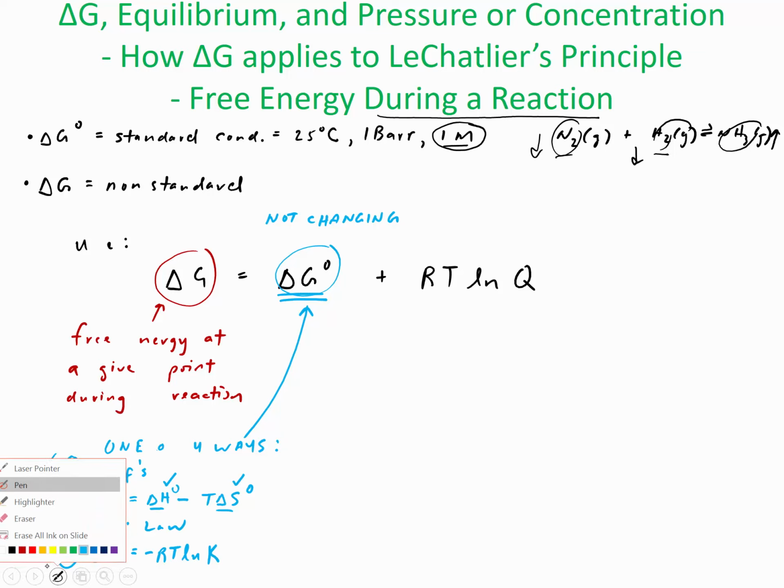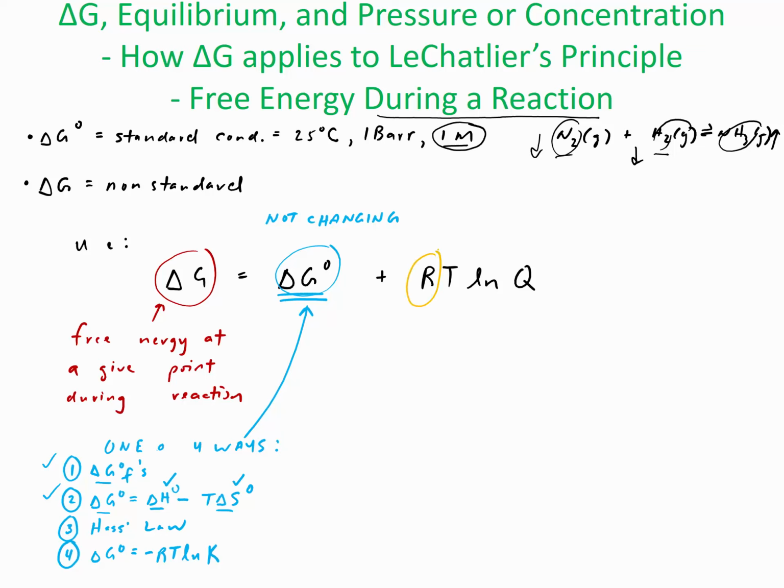On to the other terms. R is, of course, not the gas constant here. This is the energy constant since we're solving for energy. This is the converted form of R that incorporates joules. So here it's 8.314 joules per Kelvin times mole.